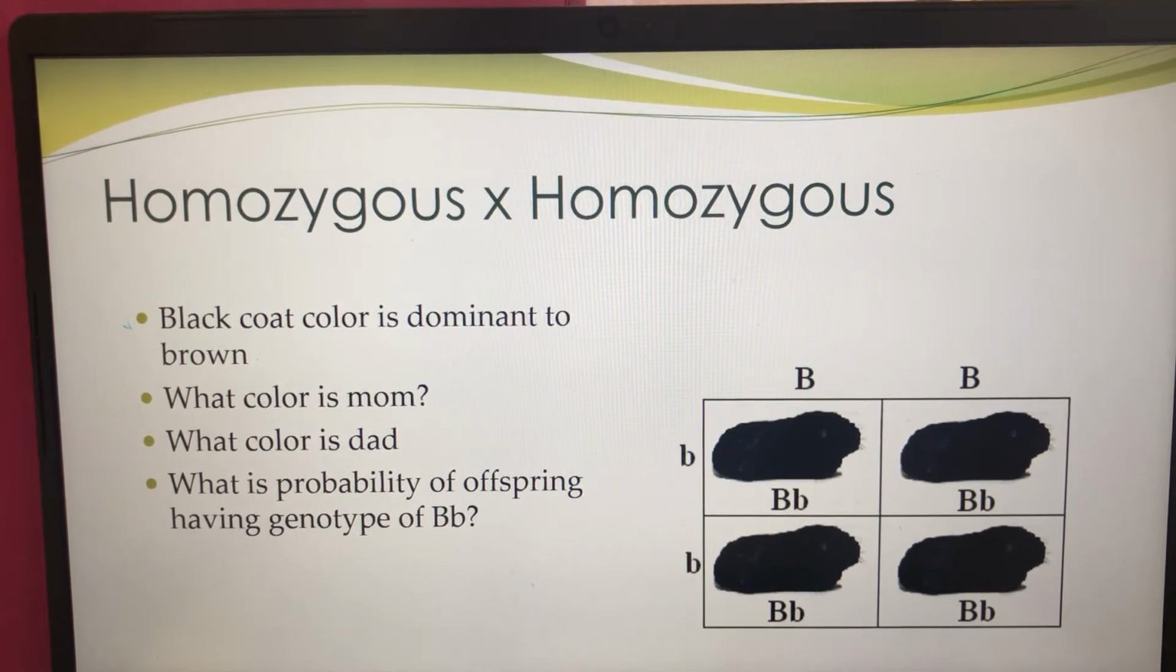And then what are the offspring all going to be? Heterozygotes, big B, little b. And what's their color going to be? They're all going to show black. They are carriers of the brown, but they're all going to show black.